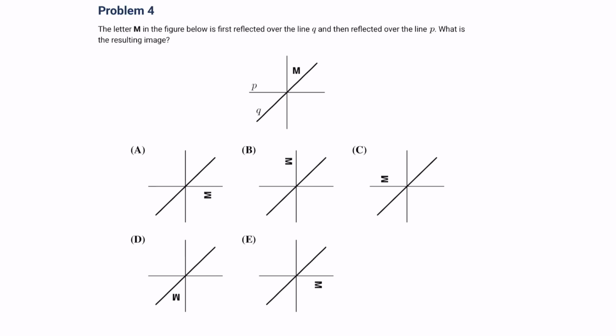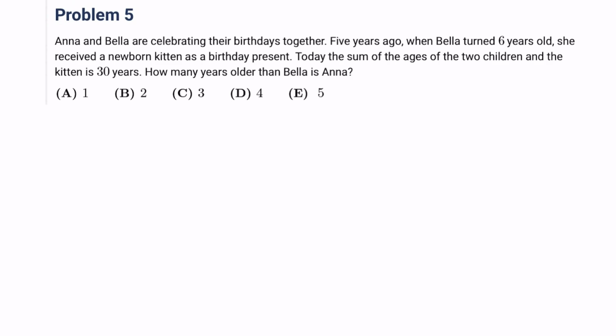Problem 4. The letter M in the figure below is first reflected over the line Q and then reflected over the line P. What is the resulting image? First, we see how M would look reflected over line Q. Since M is facing this way, when we reflect it, we can see that it'll be facing this way. Then it's easy to reflect it over line P, just like mirroring it over the x-axis, and this matches answer choice E.